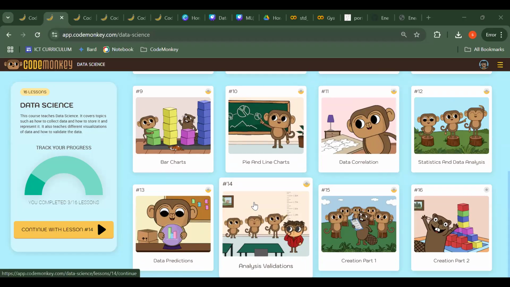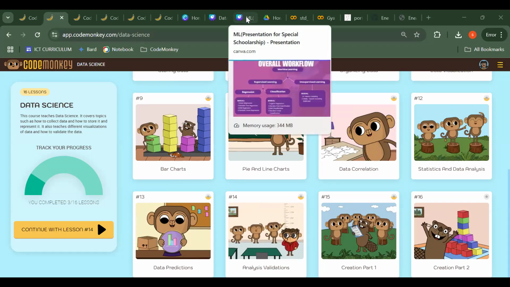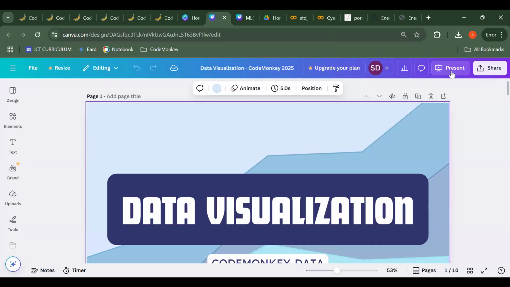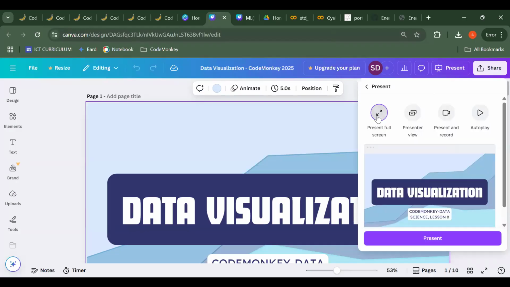So without further delay, I will start the session. First, data validation. I made the PPT for this, the summary. So I will present from here.